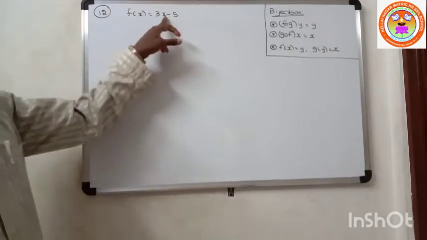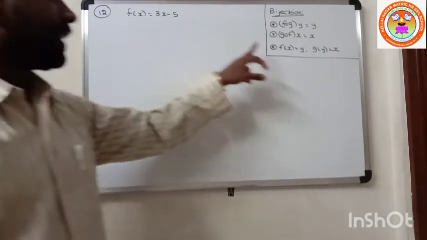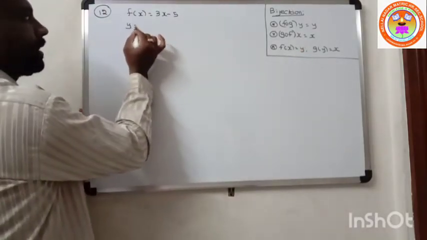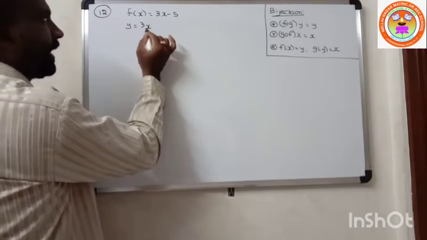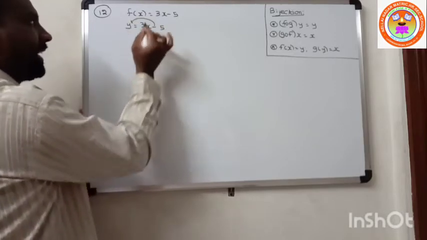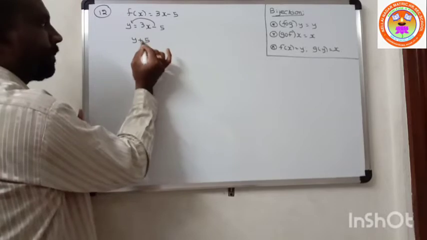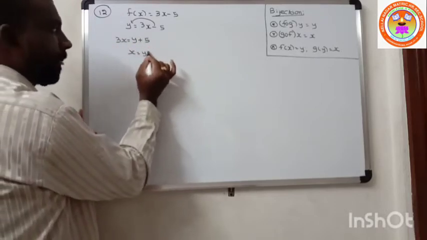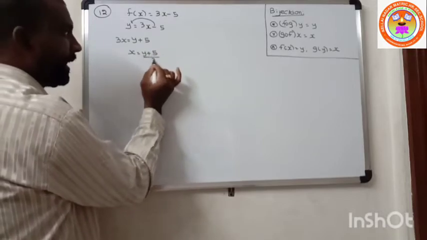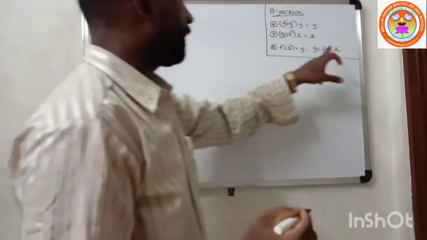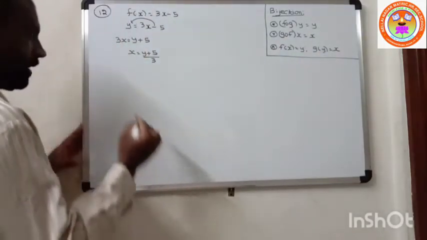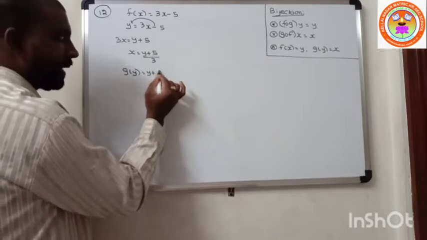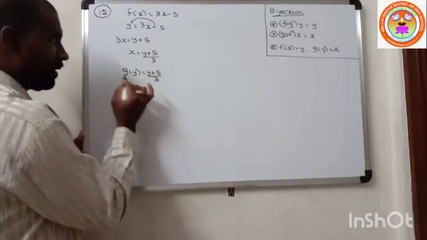f of x equal to 3x minus 5. f of x is nothing but y. y equal to 3x minus 5. Minus 5 inside, plus 5. y plus 5 equal to 3x. x equal to (y plus 5) by 3. x is nothing but g of y. So g of y equal to (y plus 5) by 3.